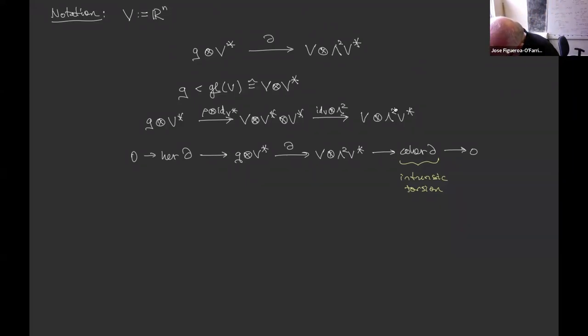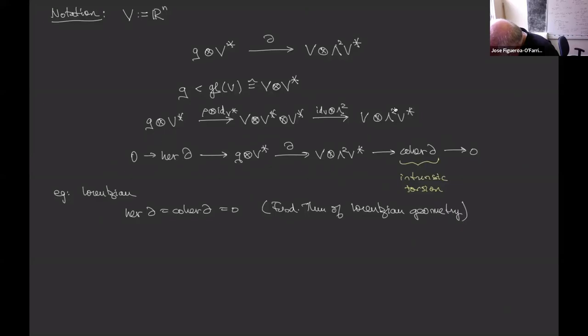Let me just say it in words. For example, let's look at the Lorentzian, or more generally pseudo-Riemannian, case. The kernel of D and the co-kernel of D are equal to zero. And that's the fundamental theorem, in this language, of Riemannian or Lorentzian geometry. It says that there exists a unique metric-compatible torsion-free connection. Okay, so Lorentzian geometry is not particularly interesting from this perspective.